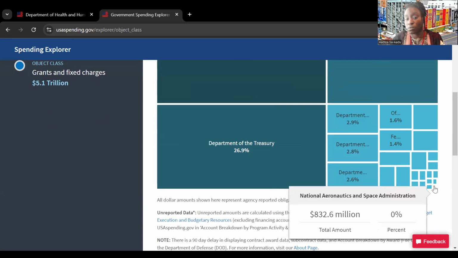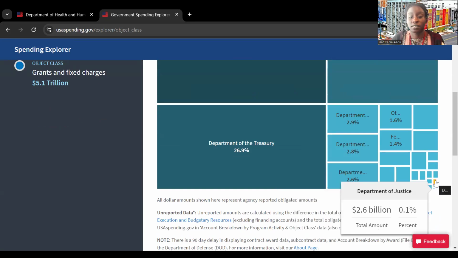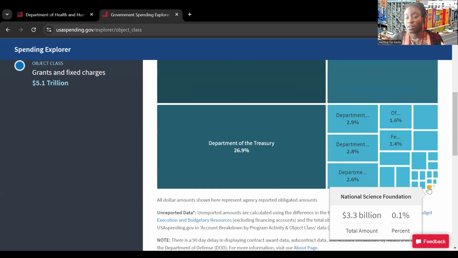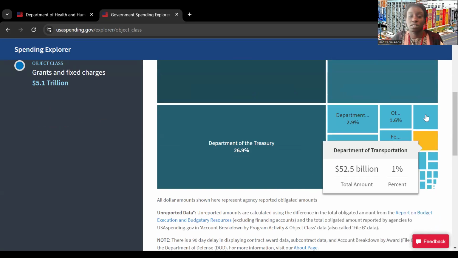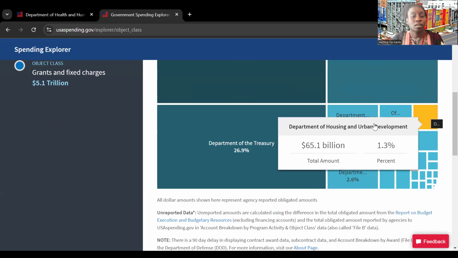This tiny little table. Okay. National Aeronautics and Space Administration, that's 0. Department of Justice, 0.1%. Let's look. Okay. Interesting. Let's look at the Department of Housing and Urban Development, which is getting 1.3% of the allocated federal budget that is going to be dispersed through grants and fixed charges.